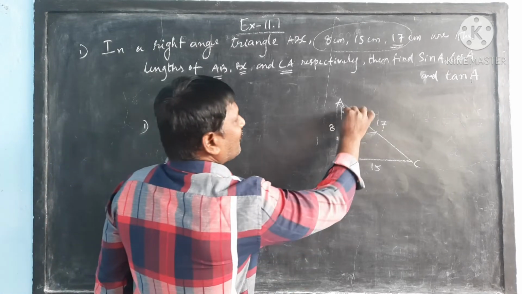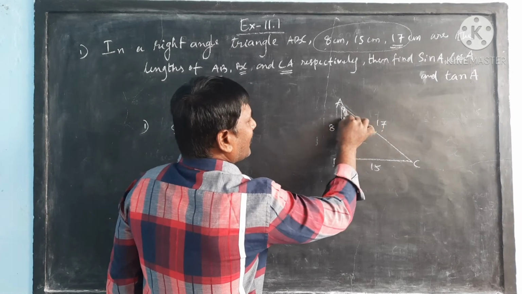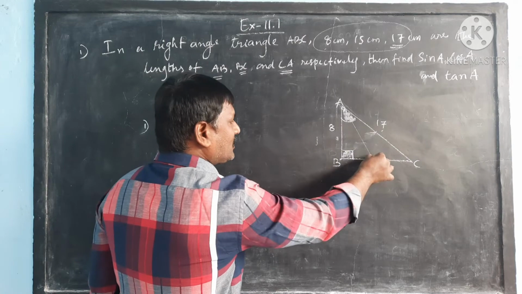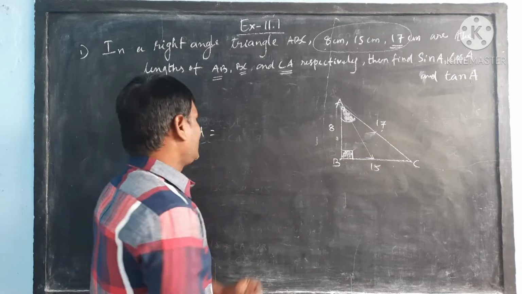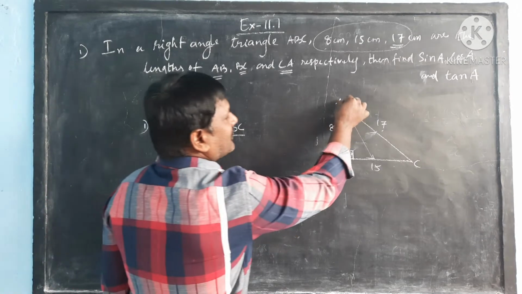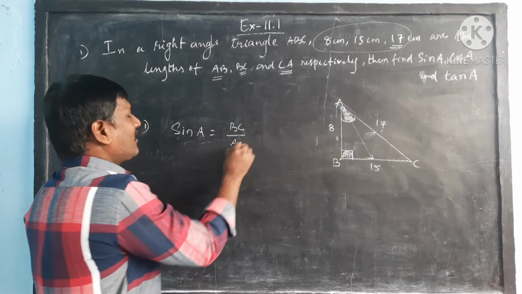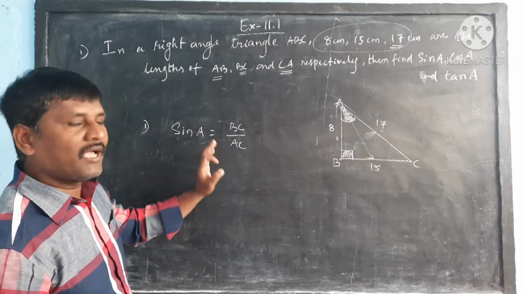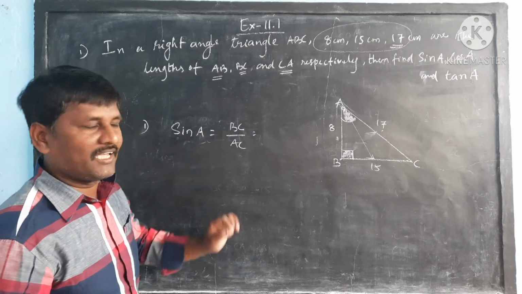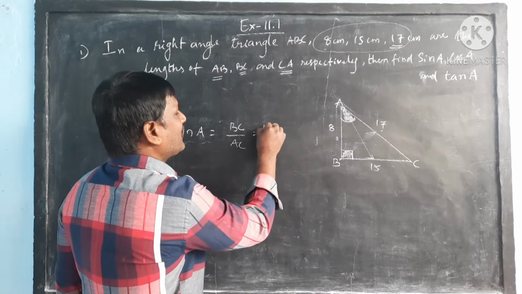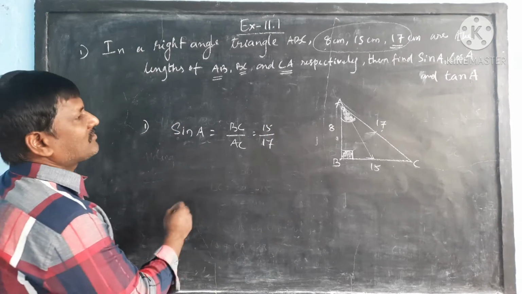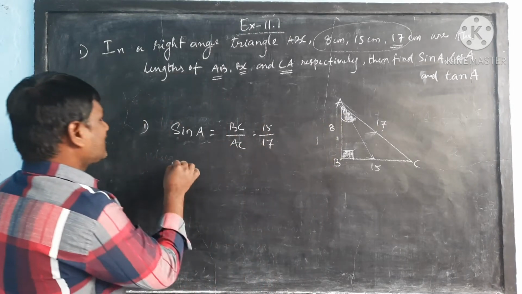Let us select our reference angle A. Which side is opposite to angle A? The opposite side to angle A is BC, and the hypotenuse is AC. Now sin A is equal to BC by AC. Substitute the values: BC is equal to 15 and AC is equal to 17. That's it. Now let us see the second one, cos A.